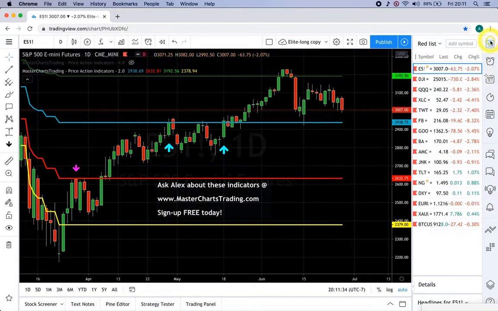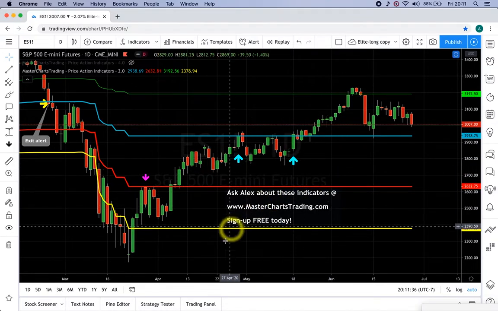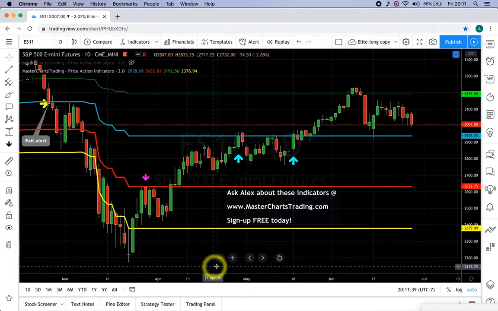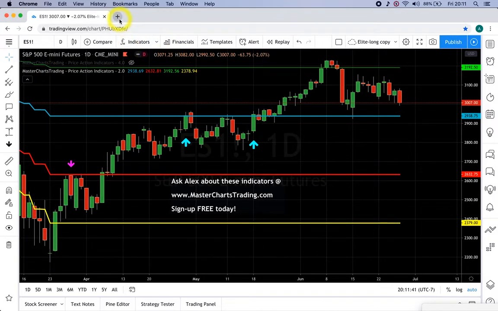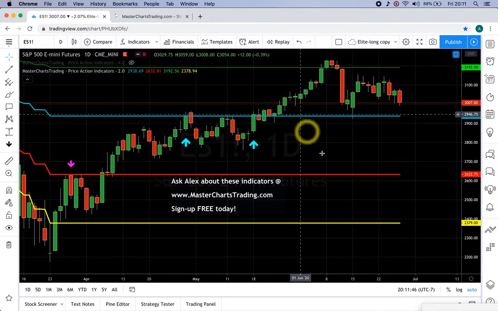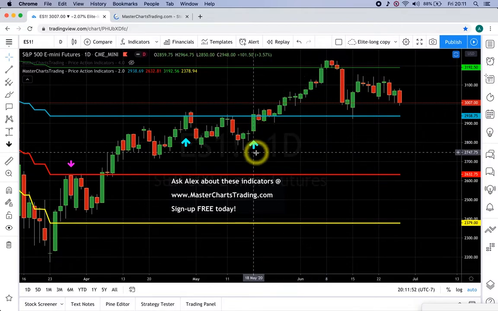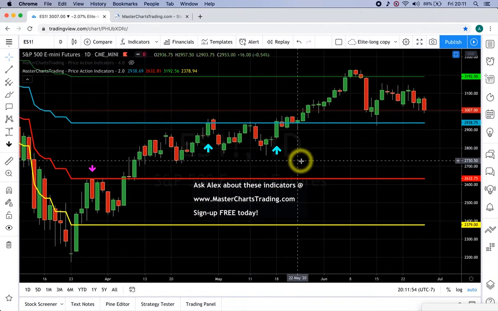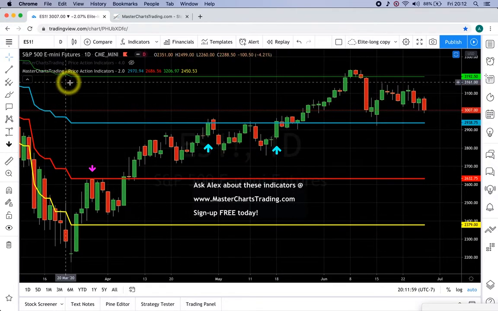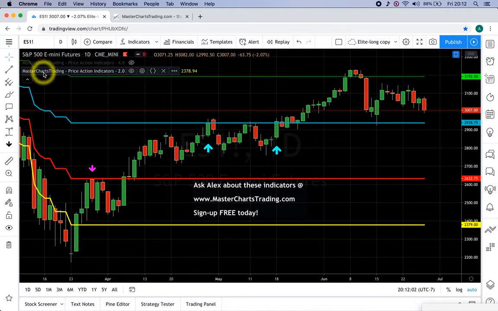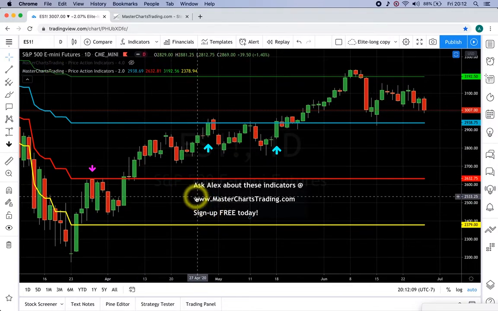Alright, so S&P 500 E-mini futures. First of all, the lines in this chart, the green, blue, red, and yellow lines. What are they? These lines are mathematically calculated support and resistance lines. This is an indicator overlay called MasterChartsTrading.com. It's my proprietary indicator, and you can also have the same indicator on your chart.